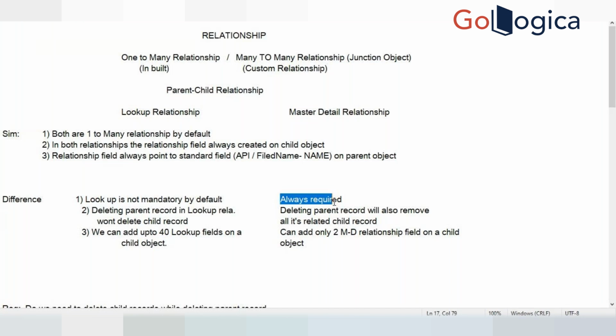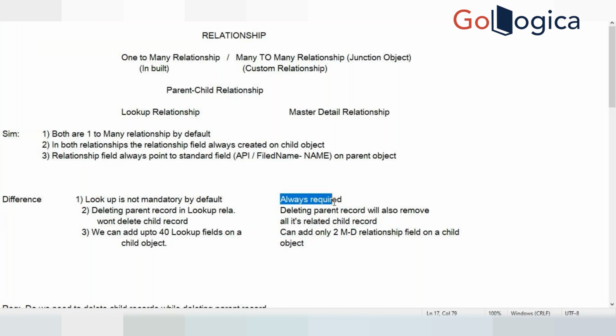Okay, it won't delete the child record. Whereas in a master detail relationship, if I delete the parent record, it will remove its related child record. We'll see this practically with the examples. And the last difference is we can add up to 40 lookup fields on a child object, but we can add only two master detail relationship fields on a child object in a master detail relationship.